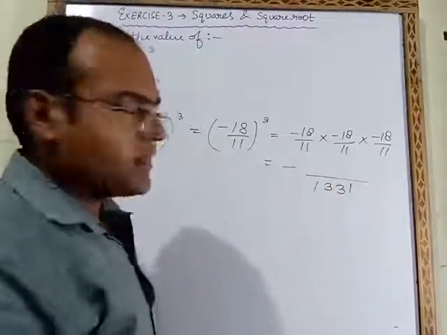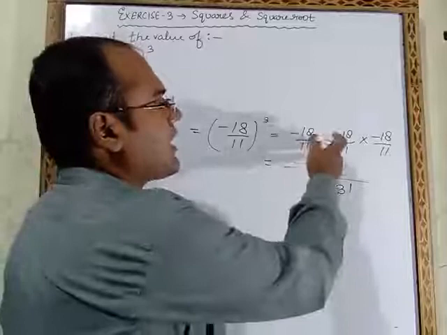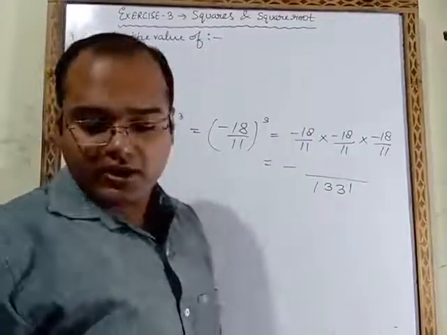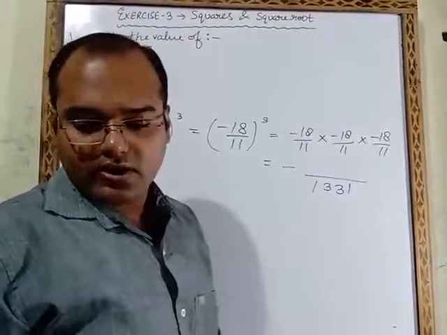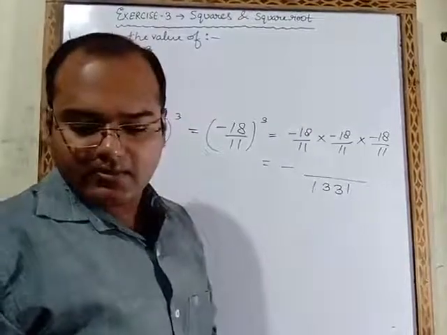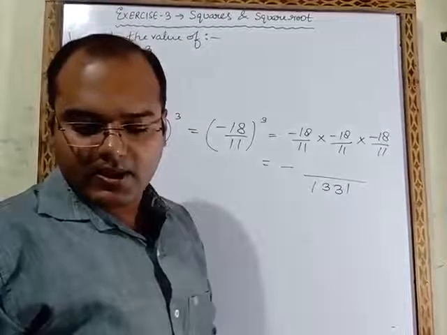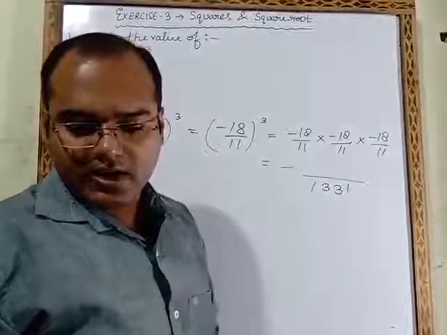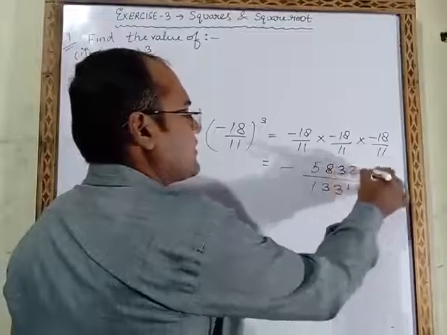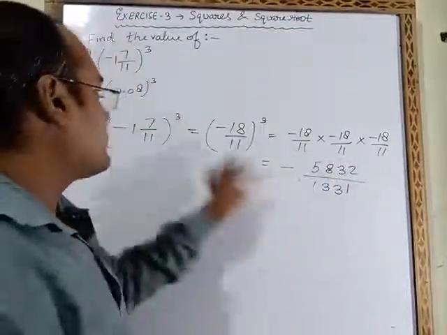1331. In the same way, we have to multiply 18 3 times. What do you have to do? 18 into 18 into 18. 3 times we have to multiply 18. 18 multiply 18 multiply 18, the answer will be 5832. So like this you have to do such questions.